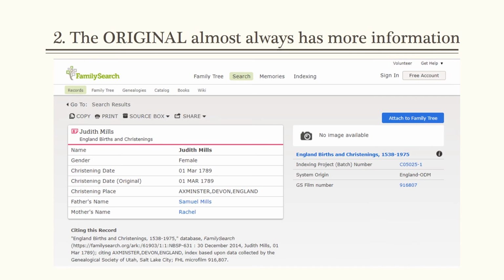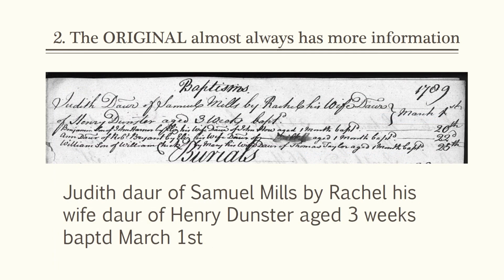In this example, we learn from the extracted record that Judith Mills was the daughter of Samuel and Rachel Mills. However, the original also states that the father of Rachel, Judith's mother, was Henry Dunster. We now have the mother's maiden name. It also states that Judith was 3 weeks old when she was baptized.